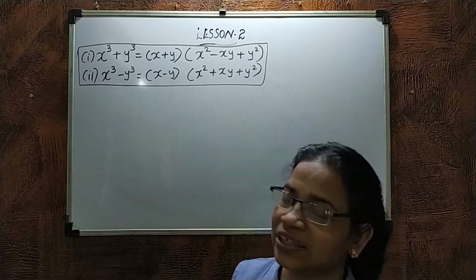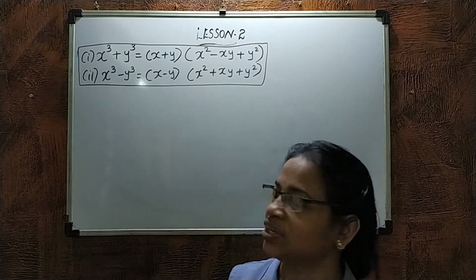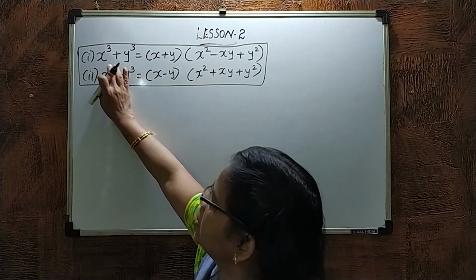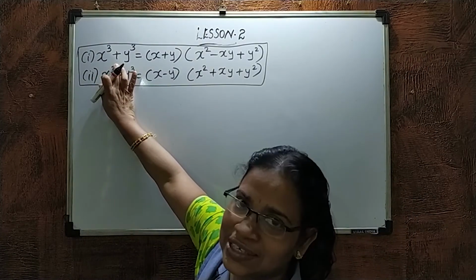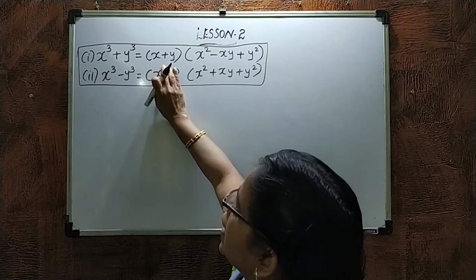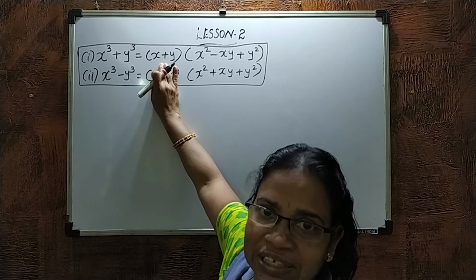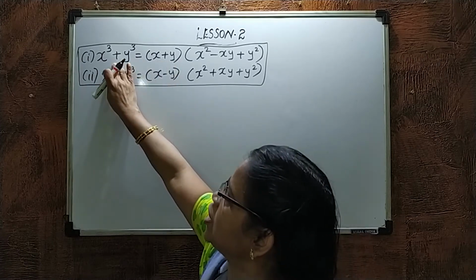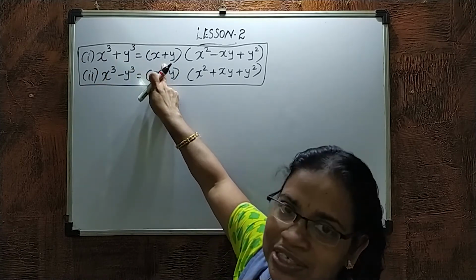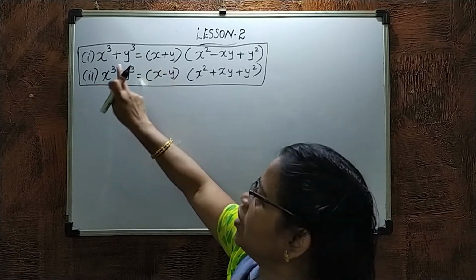Just look at these two identities. Only the sign changes, right? Here in the first identity, it is plus. When we get the answer, the first sign in the first bracket is plus. Here plus means here also it is plus. Clear? What about the next one?